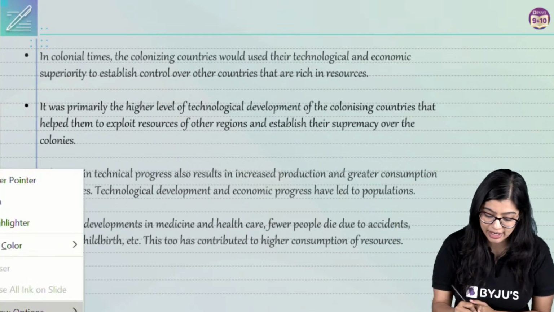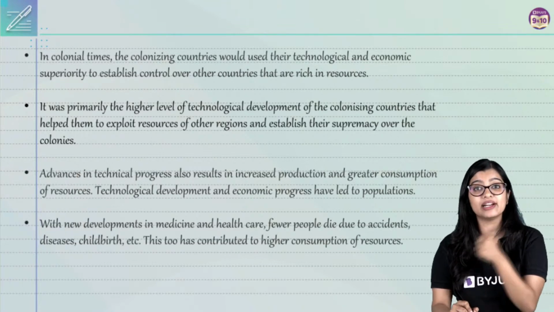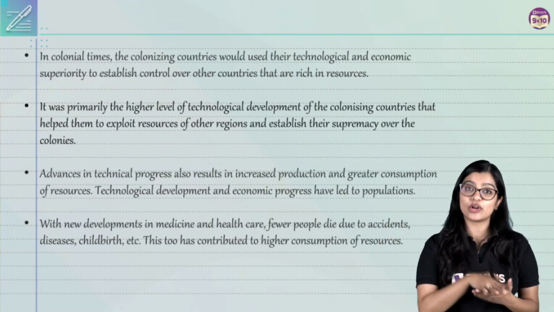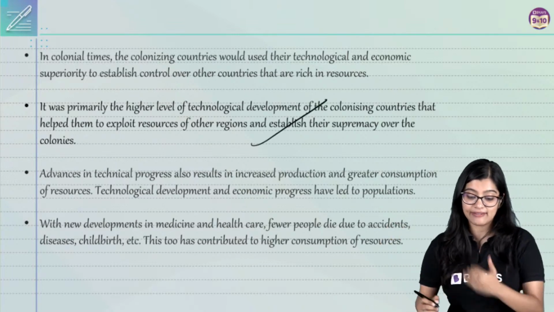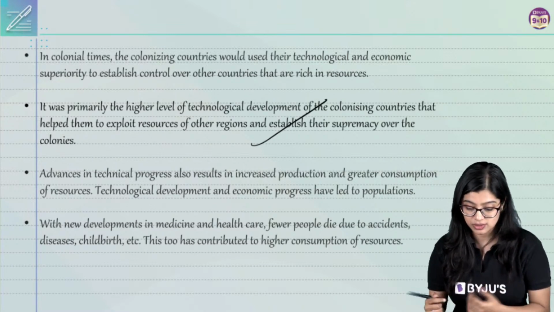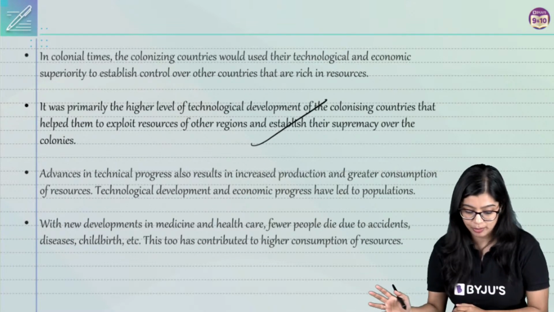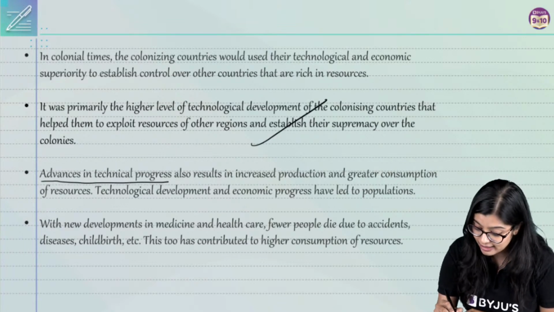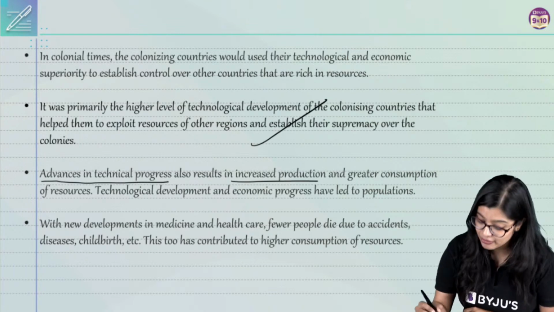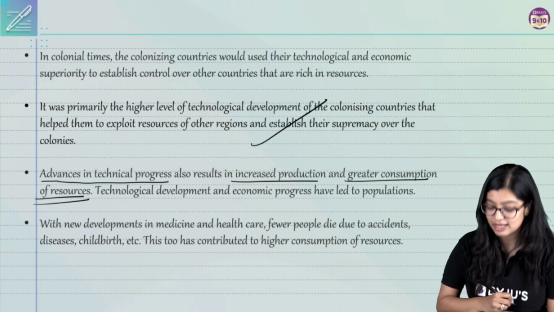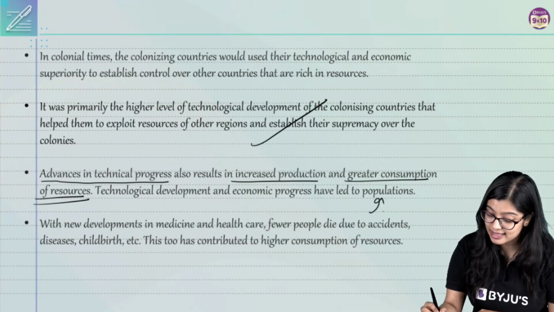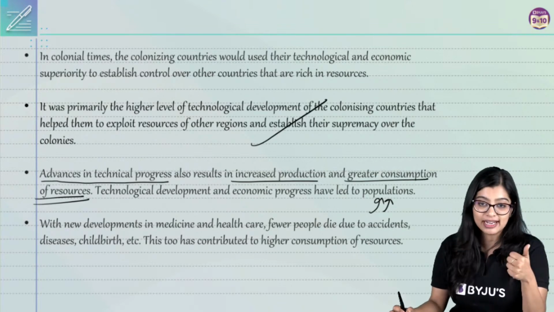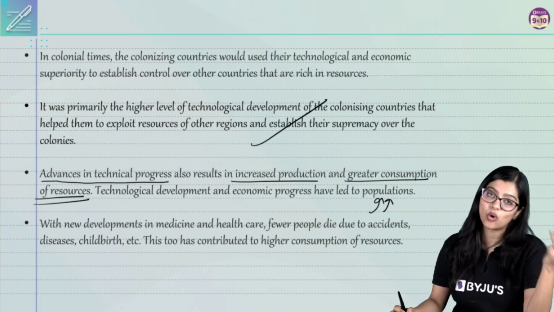So of course, over a period of time, we see that technology is important, and you can establish this with the help of the pointer that when the colonial countries came, their technological development helped in exploiting our resources, right? And they were able to establish their supremacy. But the main point is that advance in technical progress also meant increased production, and over a period of time, greater consumption. This has led to more people utilizing it. So better technology, better production, more demand, overexploited.